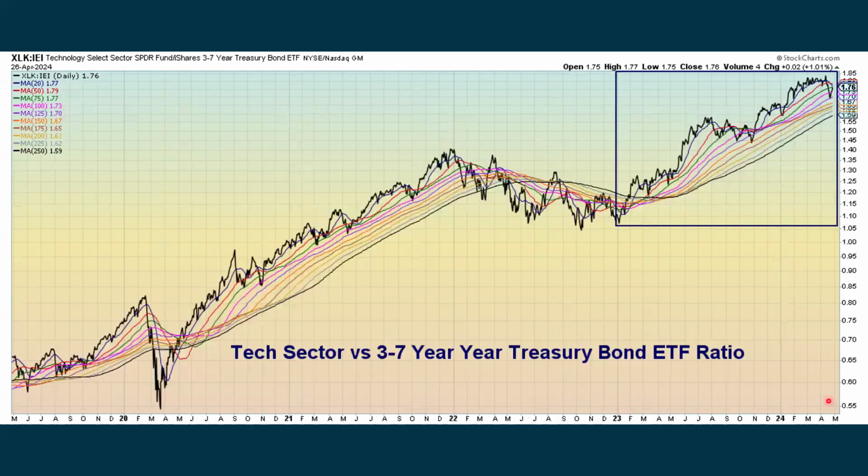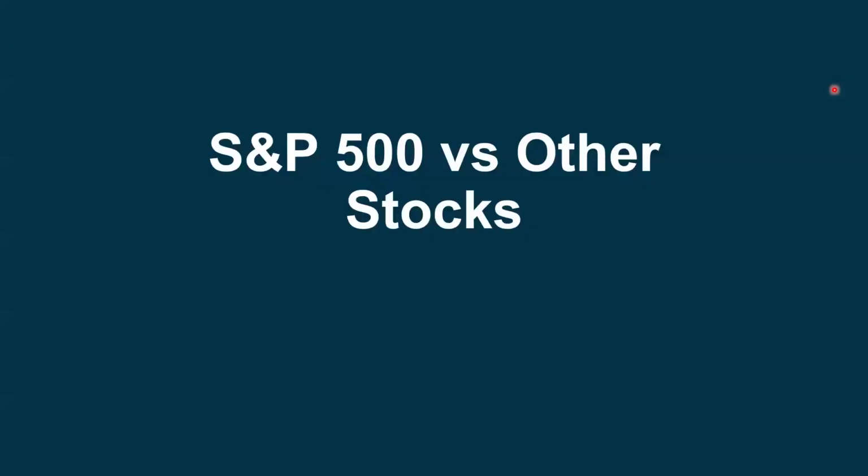We look at the tech sector, which has been the real darling sector, and compare it with bonds, where for the most part, the tech sector has been outperforming the price of bonds until we ran into some weakness, but now we could be seeing an improvement here.